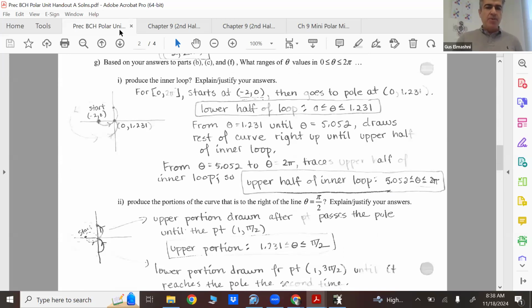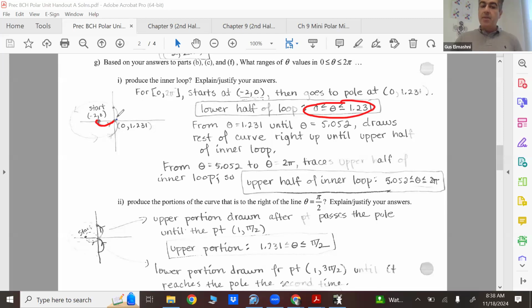Remember what we said is that it starts at -2, 0, and it's going counterclockwise, right? So it gets back to the pole at 1.231. 1.231 is like that. Correct, yeah. And that's the lower half of the loop. There we go, that's just the lower half. Then all of a sudden it's doing some other stuff, right? After 1.231, let me switch colors to help you guys understand.